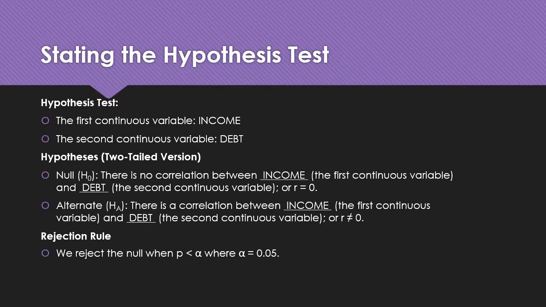So in order for us to reject the null, we're looking for a p-value less than alpha, where alpha is 0.05.